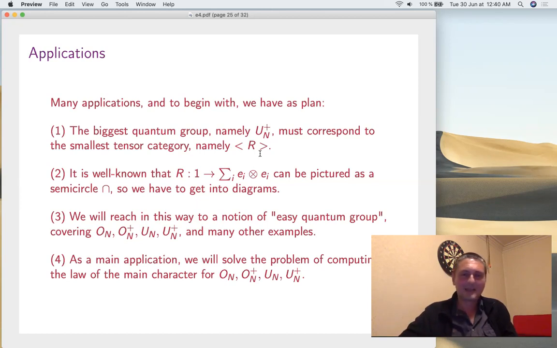And if you get into that, you reach a conclusion that there are some quantum groups that have the property that their Tannakian categories are somehow spanned by diagrams. And that's what we call easiness. So we reach a theory called easiness. As examples, we have these four we're interested in. Once we develop the theory here, I will solve this problem. That will be the concrete application, computing the law of the main character.